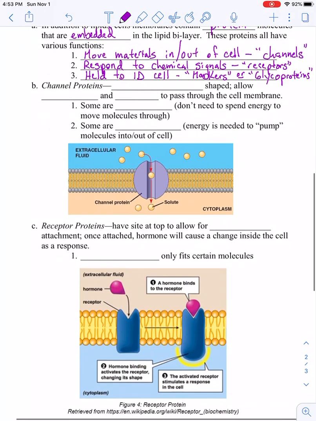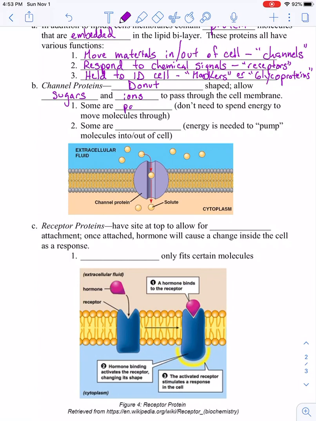Channel proteins are donut-shaped, meaning they look literally like a donut. Now, this is one down here. Imagine a donut that's been cross-sectioned and you're looking at the hole that goes down the middle of the donut. That's essentially what a channel protein looks like. They allow sugars and ions, so remember an ion is a charged atom, to pass through the cell membrane.